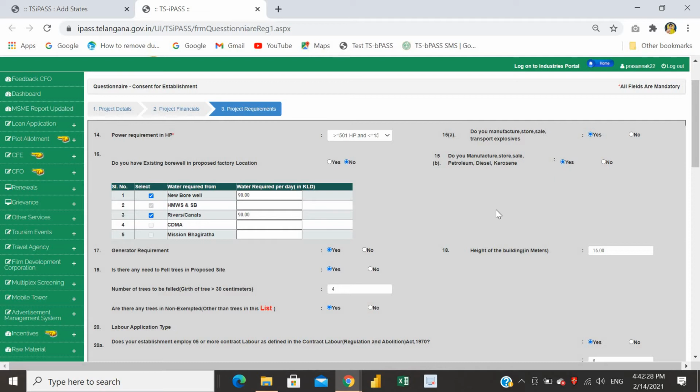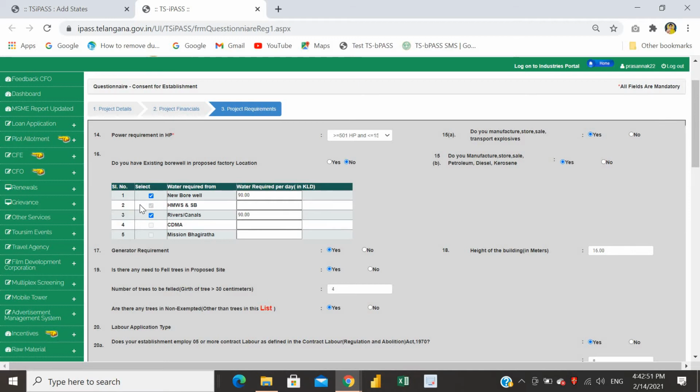The other question is, are you going to manufacture, store, sell petroleum, diesel, kerosene? The first one is explosives, the second one is petroleum, diesel and kerosene. Earlier these two questions were clubbed and it caused some confusion to most of the entrepreneurs. Now it has been separated and is given exclusively.